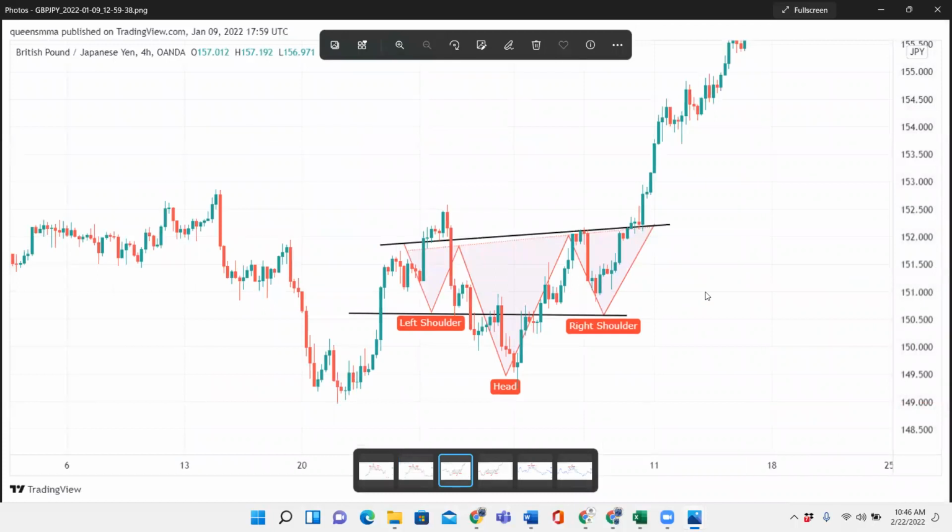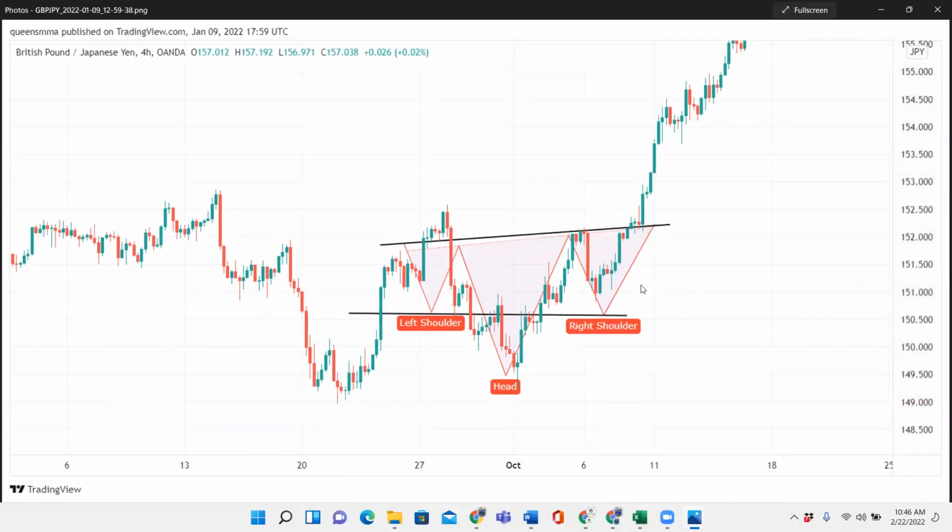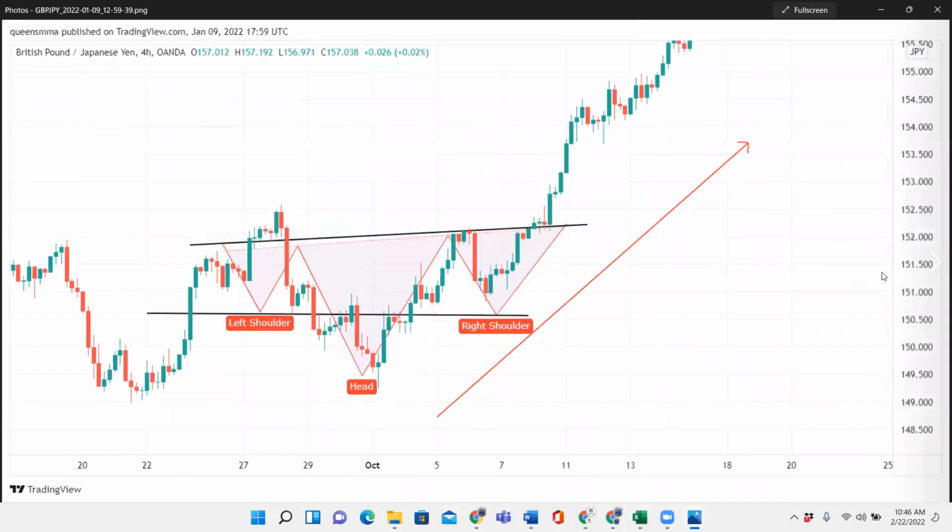Now we have an inverted head and shoulders. Like I said, I come to find that I see this a lot more than the regular head and shoulders. This is indicating that market is going to do what? Market is going to shoot up. We have our neckline. We have our shoulder line. This is almost as perfect as it's going to get.